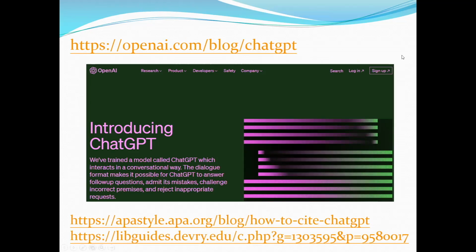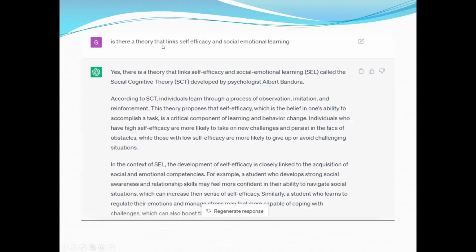If not yet, try to log in and create an account. I have some samples. Yes, this one. I asked it, is there a theory that links self-efficacy and social emotional learning? This is the answer. Good, right? Yes, there's a theory, and so on.